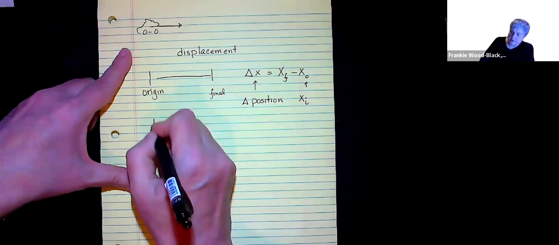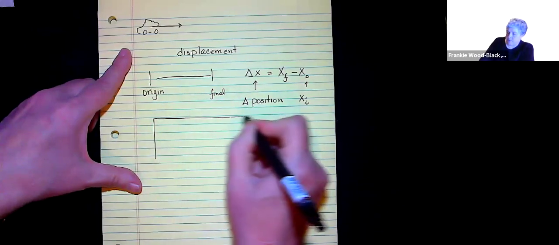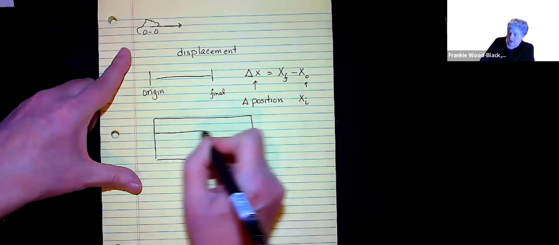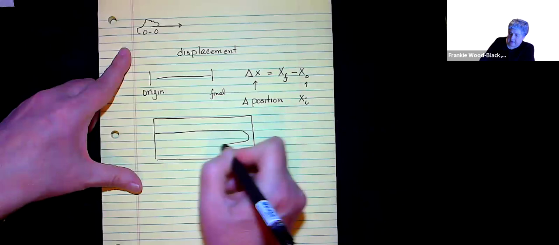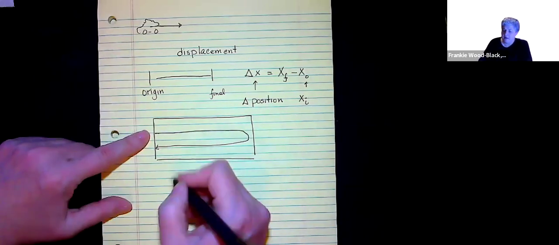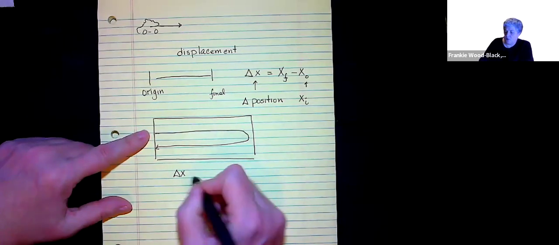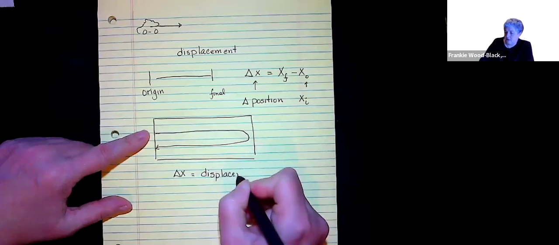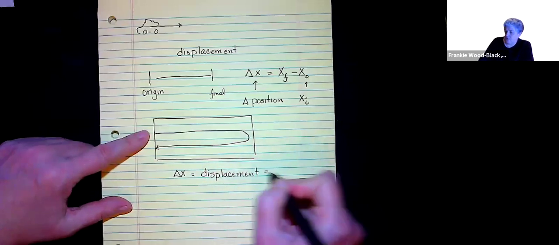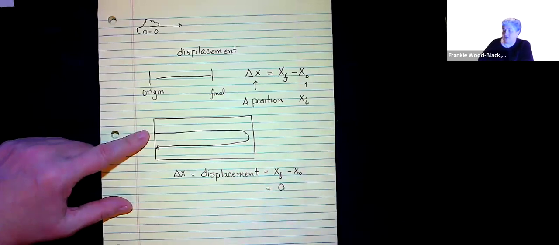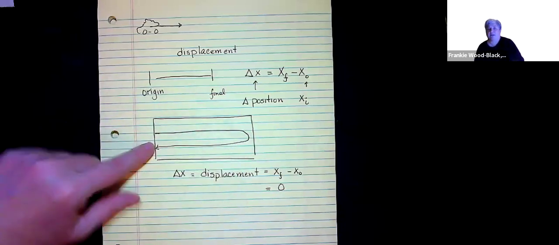But let's think of a swimmer. If I'm in a swimming pool here, my swimmer goes from here, touches the pool wall, comes back here, and now I'm at my starting point. My change in position, or my displacement, is equal to my final position minus my initial position, which is equal to 0, because I've started in the same place and I've ended up in the same place.